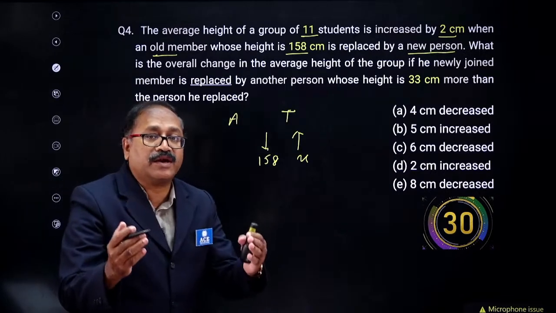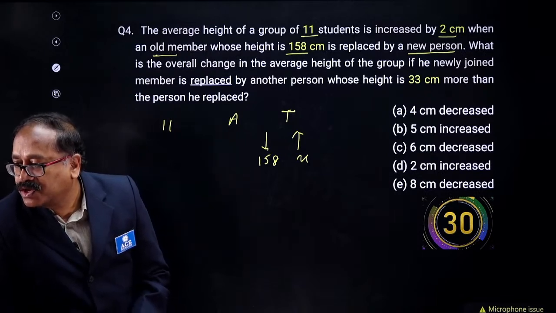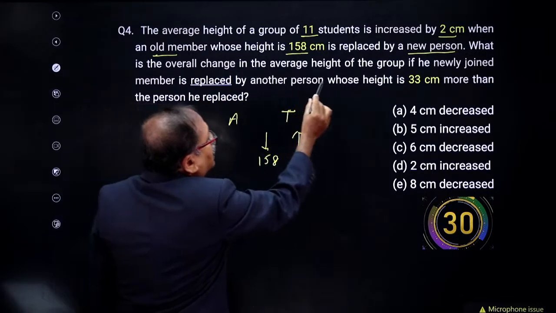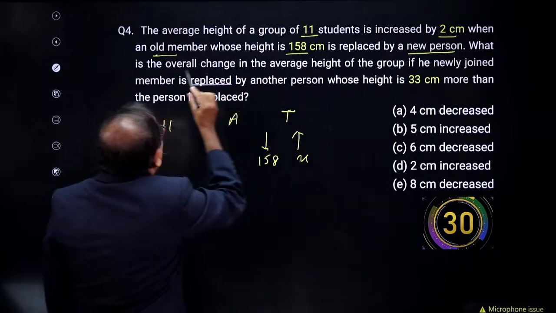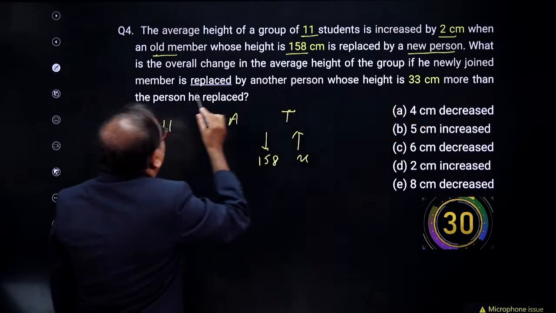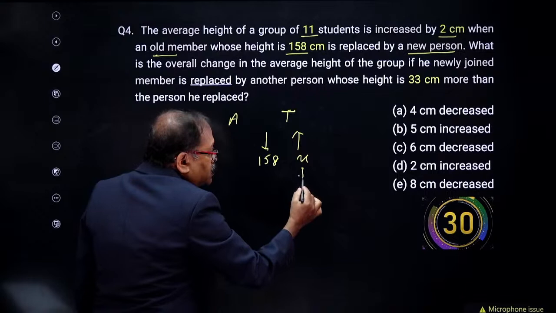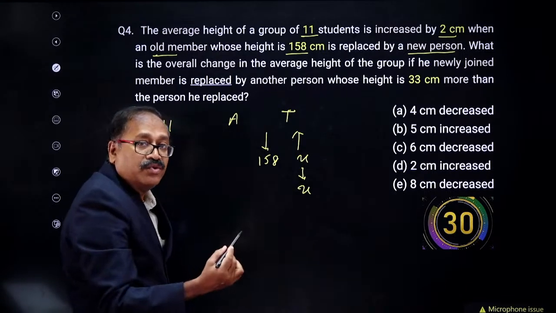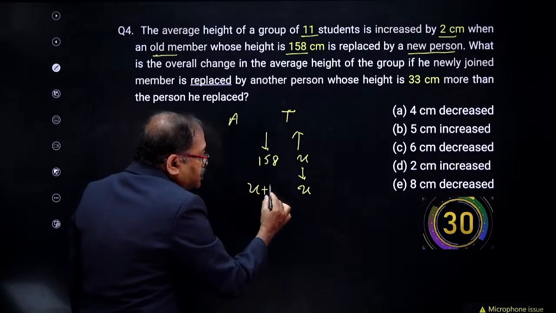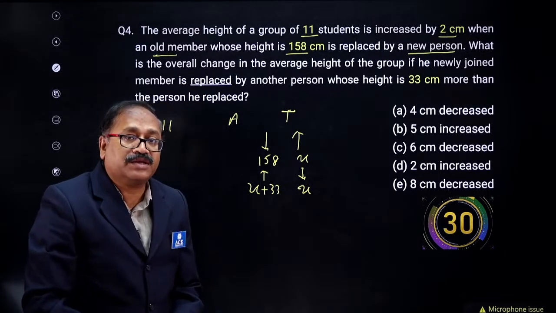I will give the structure and finally you finish it, Aman, Shravanti, and also Tirumal. Now, what is the overall change in the average if the newly joined member is replaced by another person whose weight is 33 more than the person he replaces? In the second case, X is removed again and another person whose weight is X plus 33 is added. These two replacements have taken place.